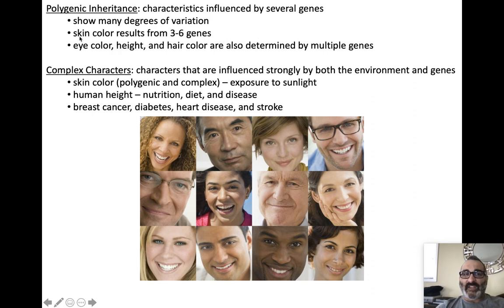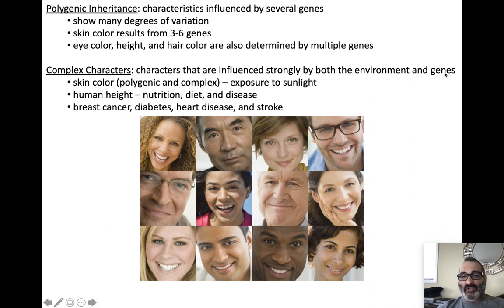What are those things? Skin color is not so simple. There are many shades of skin color, so there are many genes that control skin color. It's influenced by several genes. Eye color, it's not just one shade of blue, one shade of brown. There are different shades. Height, there's tall, but there are different ranges of tall. Hair color is a mix. Even your hair texture, like how curly it is and how thick it is, there are many genes that control those things. Poly means many gene inheritance. Some things are complex characters. Well, what does that mean?